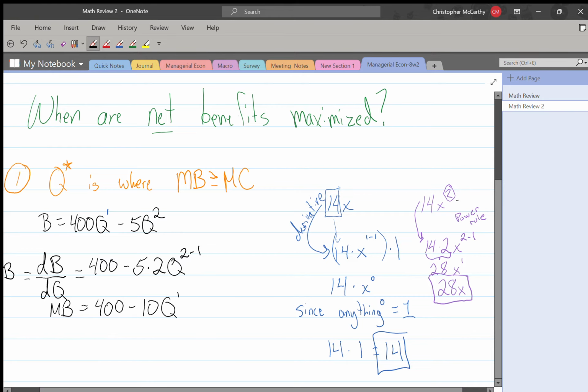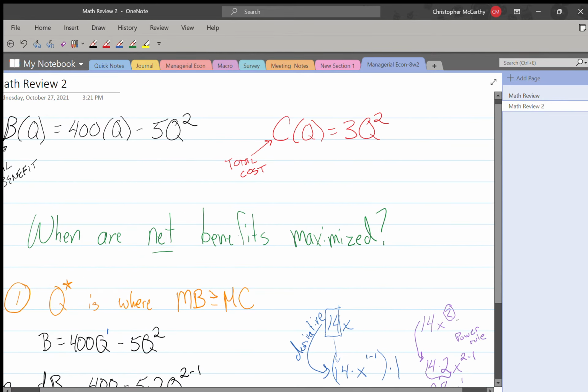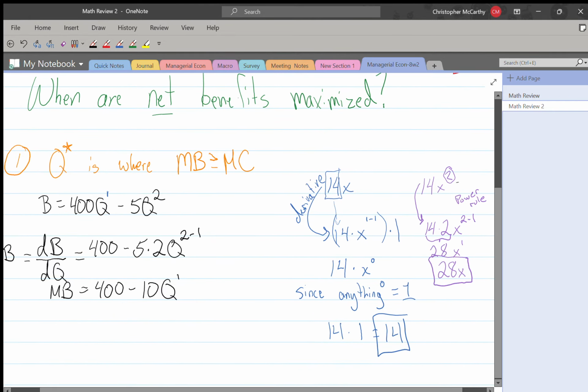We're going to do the same process for our marginal cost. Let's do it right up here. Our marginal cost is equal to the derivative of this cost function with respect to q. So it's going to be 3 times 2 times q to the 2 minus 1. This is going to be 6 times q to the 1, or just 6q. So my marginal cost is equal to 6q.